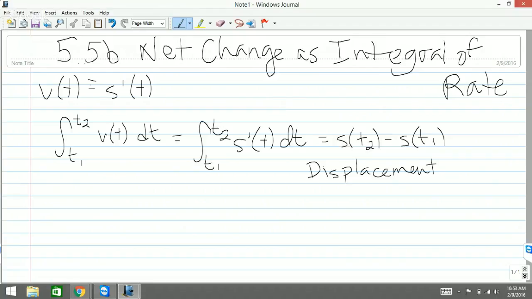The other one is the absolute value of the velocity function. It's going to be very similar to that. This is our distance traveled.